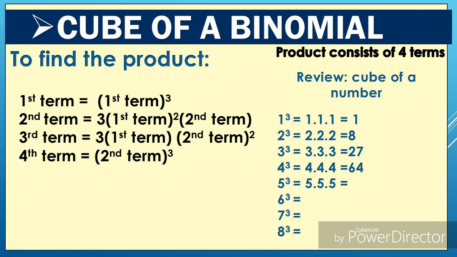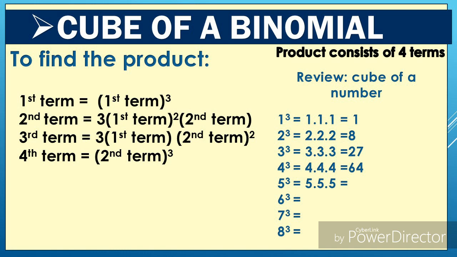Okay, so let's have 1 cube. It is equal to 1 times 1 times 1. Then it is equal to 1. Then we have 2 cube. It is equal to 2 times 2 times 2 is equal to 8. Okay, next we have 3 cube. That is 3 times 3 times 3 equals 27.